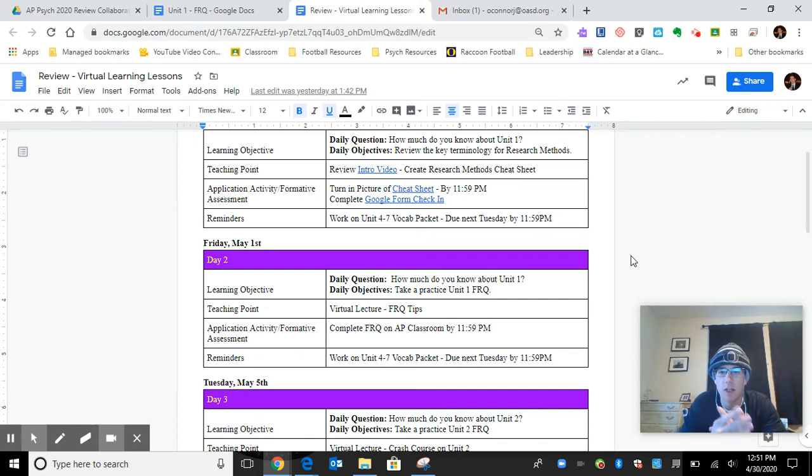So, looking here, yesterday you did some work with Unit 1, specifically the research methods. You should have that cheat sheet made. That's going to be a good resource for you when you actually take your exam. It's also going to help you today as well. And that should be something that you keep and then have with you the day of the exam.